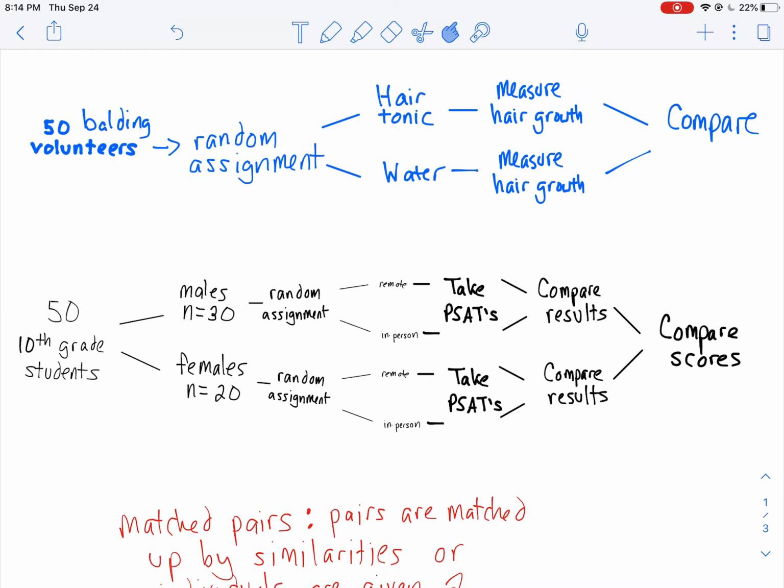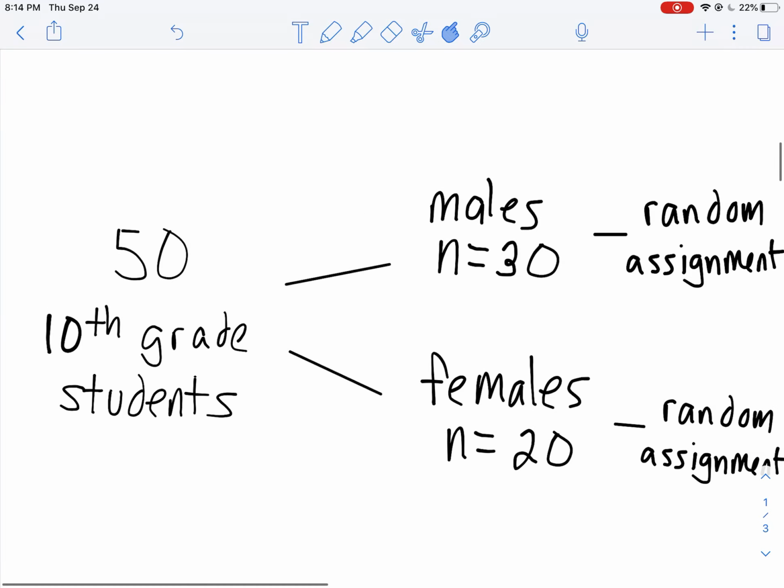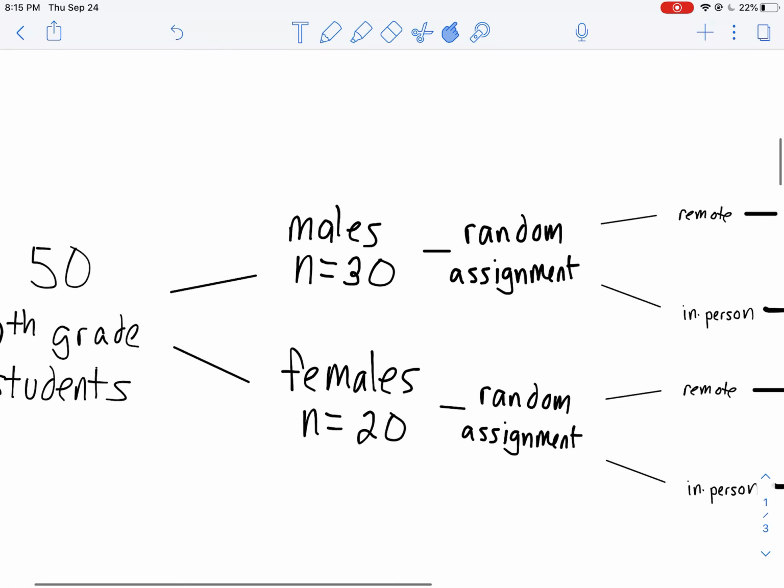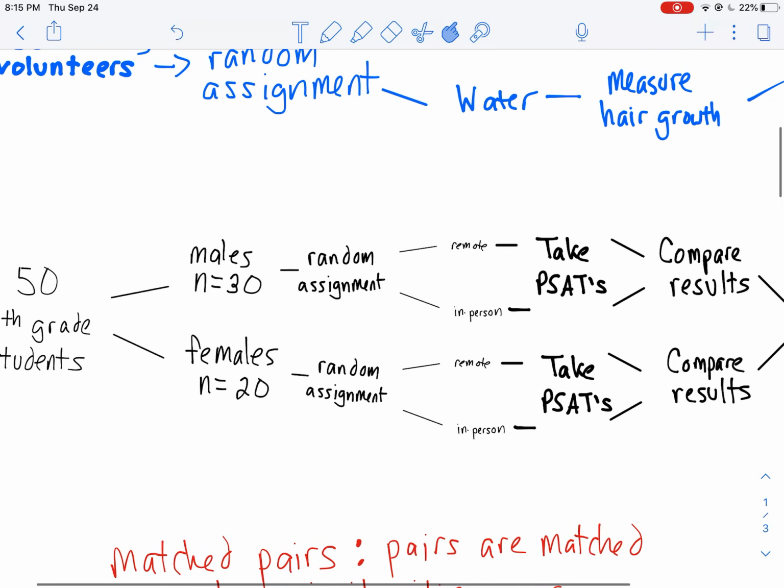All right, now down here, you'll notice I put together a block design, and I figure I'd go through this a little bit to give you an idea what block design looks like, and it'll give us an opportunity to talk about a few other terms. What I did here was I started out with 50 10th grade students. I separated them by males and females. Why?